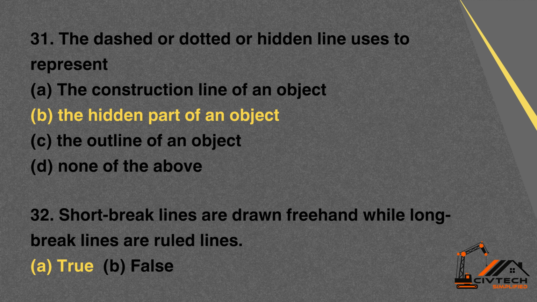31. The dashed or dotted or hidden line is used to represent A. The construction line of an object. B. The hidden part of an object. C. The outline of an object. D. None of the above. Correct option, B. The hidden part of an object.